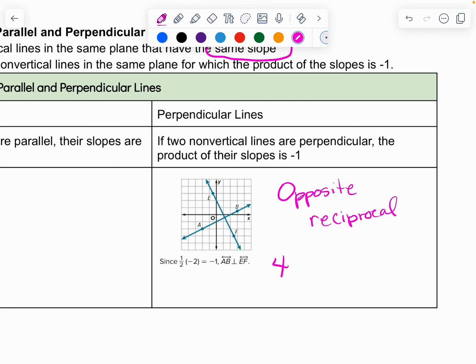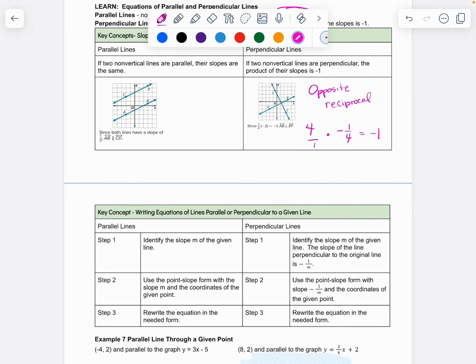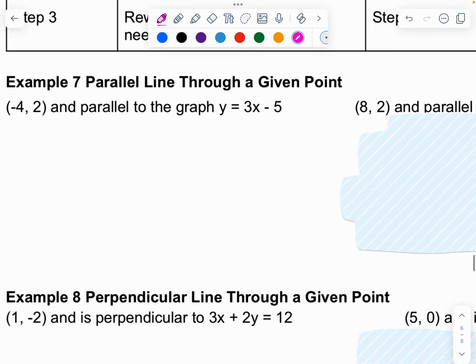So if you had 4, that means the other slope has to be negative 1/4. Because when you multiply these together, you would get negative 1. So they're opposite reciprocals of each other. Okay, so here we go.